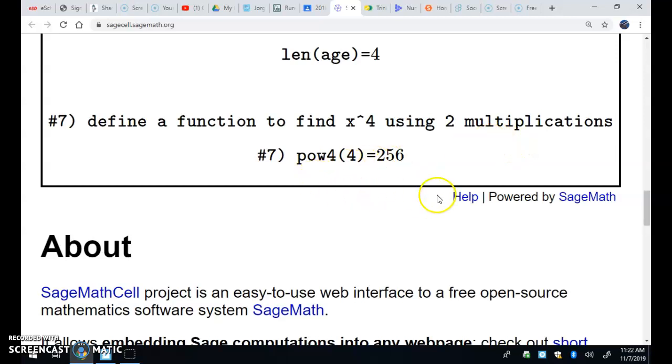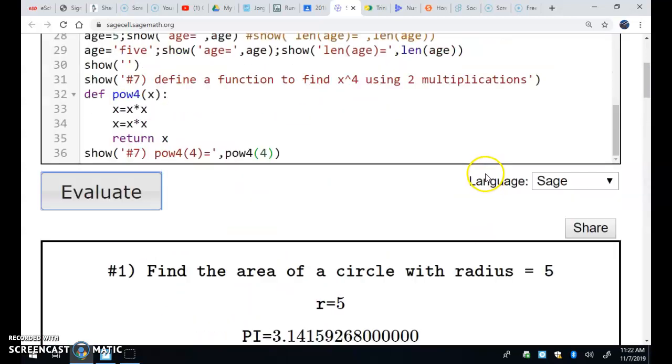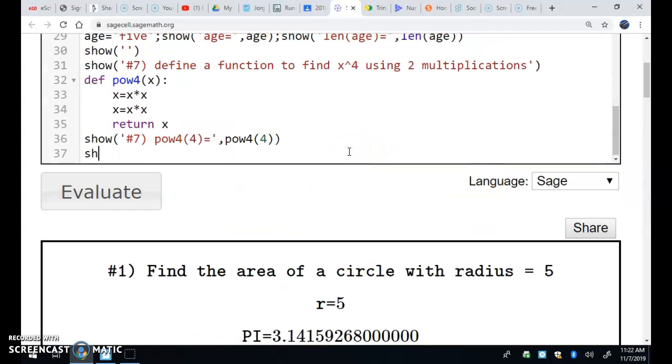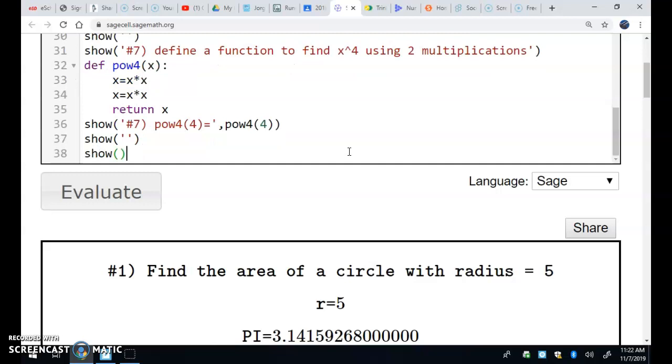But number 8 is, all right, so there you go. So plug in whatever you want for x, and it returns x to the fourth, but we did not use the exponentiation operator. All right, and then a blank show. And let's show number 8.